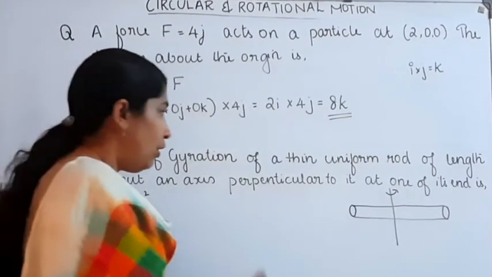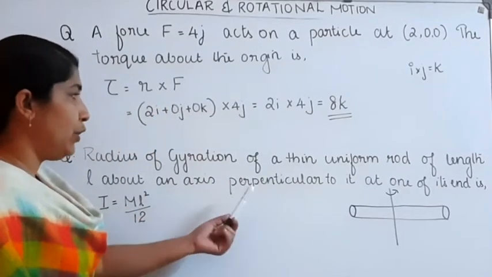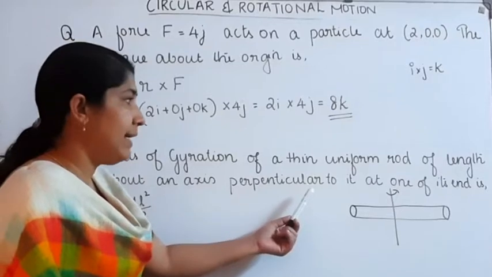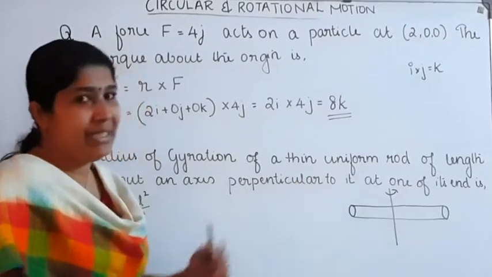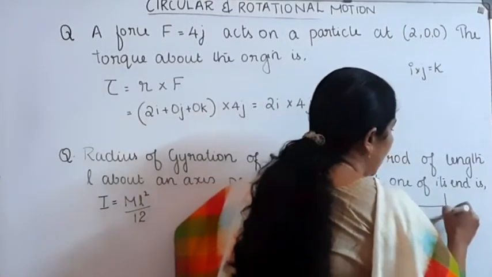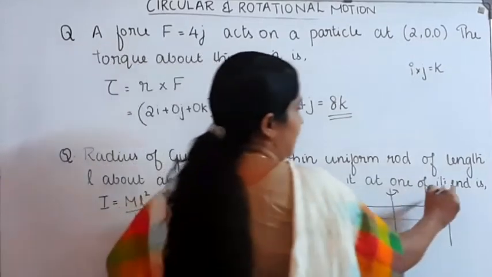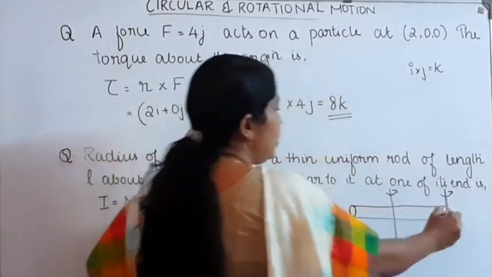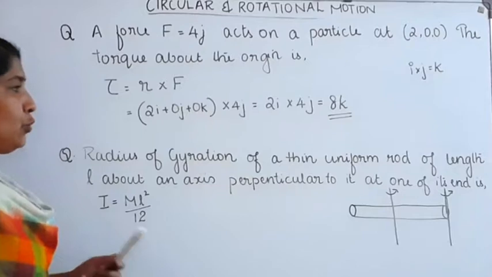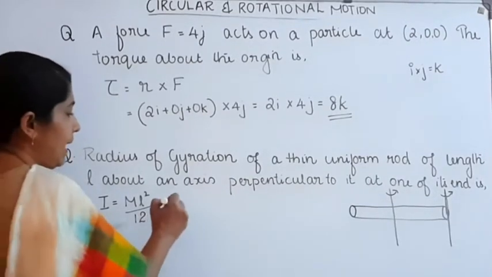Now we want to find the moment of inertia of the rod about an axis perpendicular to its length at one of its ends. This is the axis. These two axes are parallel to each other, so we can use the parallel axis theorem. What does the parallel axis theorem state?